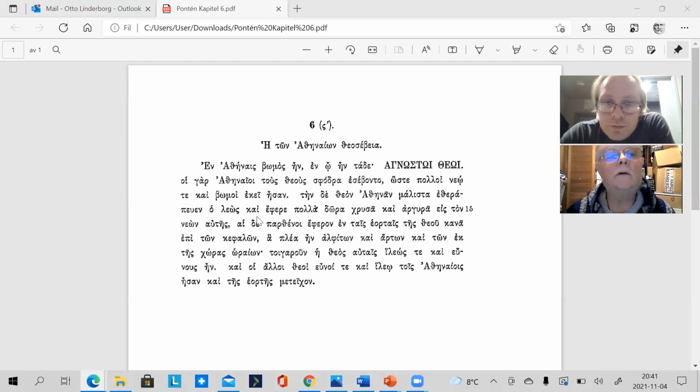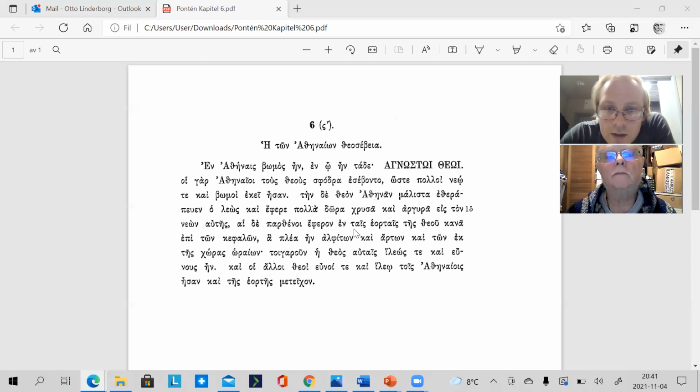And they carried many gold and silver gifts into her temple. Yes, exactly. And then, how does it continue? And the maidens carried baskets on their heads. And then I said, in her feasts, during her feasts, I wasn't sure.